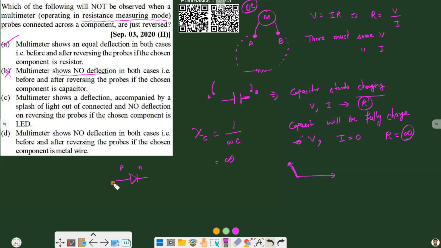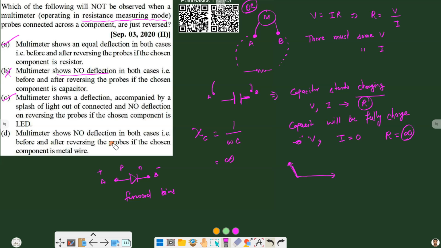So when this diode is forward biased, and we are connecting A and B to its terminals, assuming A is initially positive and B is negative, this diode will conduct and emit some light. So this diode will be working and there will be some finite value of resistance. So C is right.